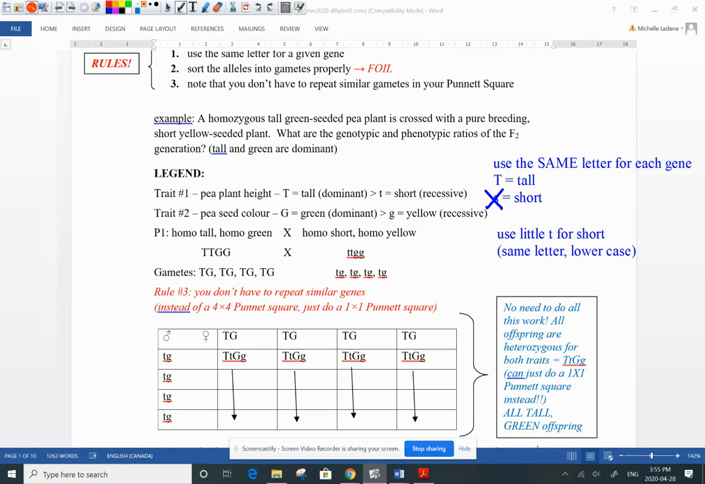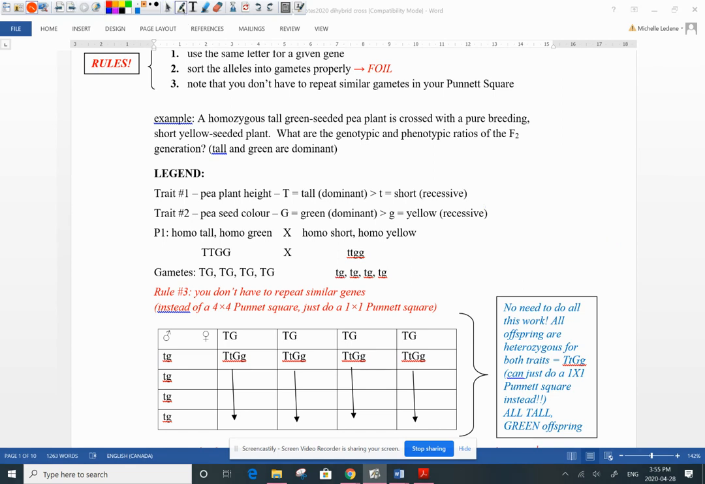And so from there, we're going to write down the genotypes of our parents. We know what their phenotypes, their appearances, are, tall or short, green or yellow. But now we have to write the letters, how the alleles are paired up. So here we have this homozygous tall, that's big T, and homozygous green, that's big G. So that's the double homozygous dominant. And we're mating it with the homozygous short, little t, and homozygous yellow, little g.